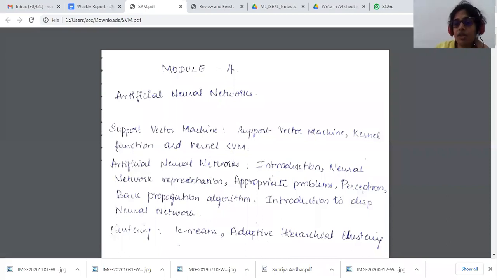In artificial neural networks, you will be looking at the introduction, the neural network representation, and the appropriate problems that ANN solves, okay? And you have the basic unit of ANN, which is a perceptron, the backpropagation algorithm, and an introduction to deep neural networks. Okay, so this completely forms your fourth module, which is with respect to support vectors, ANN, and clustering. So this forms your module 4.